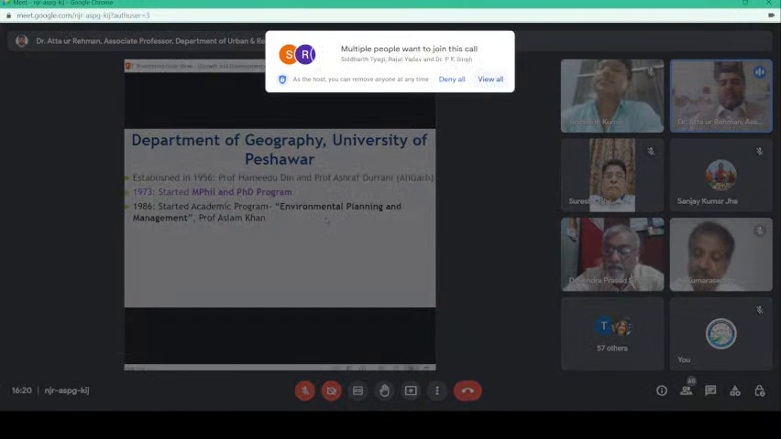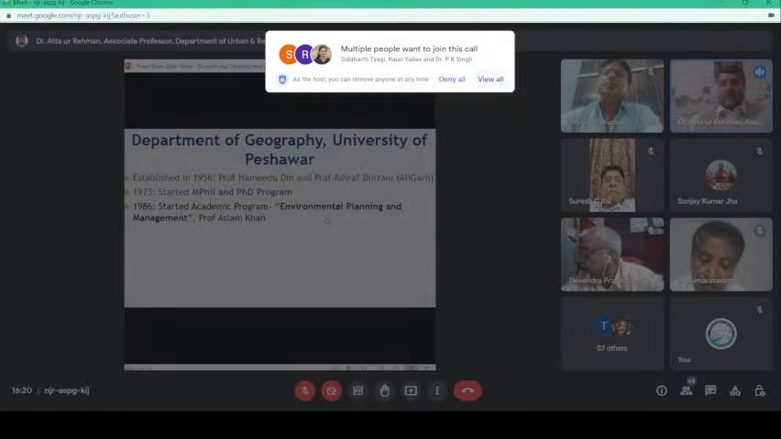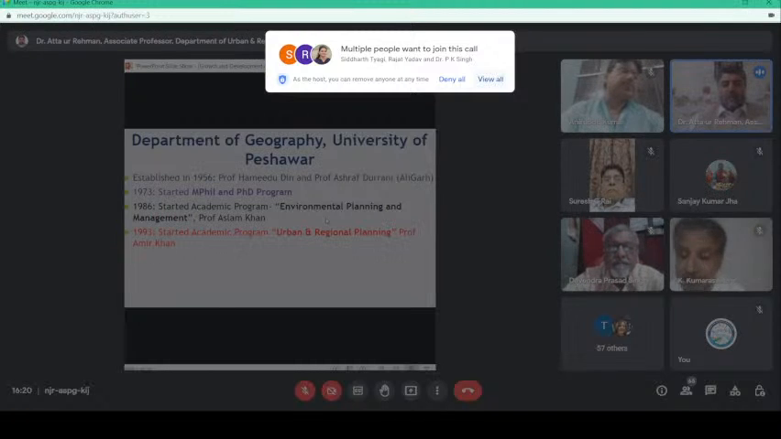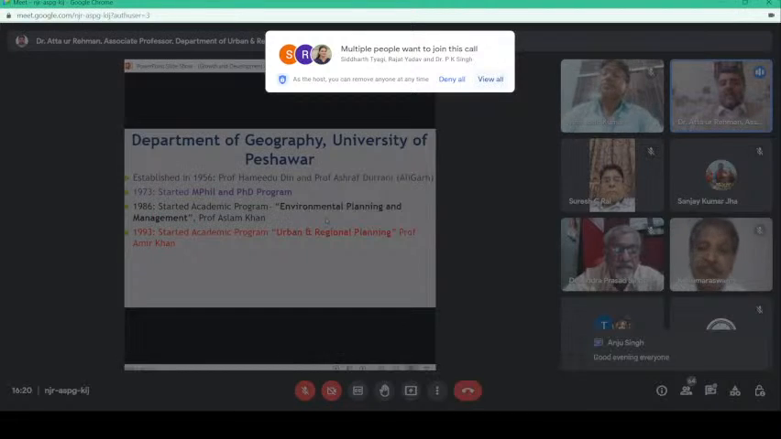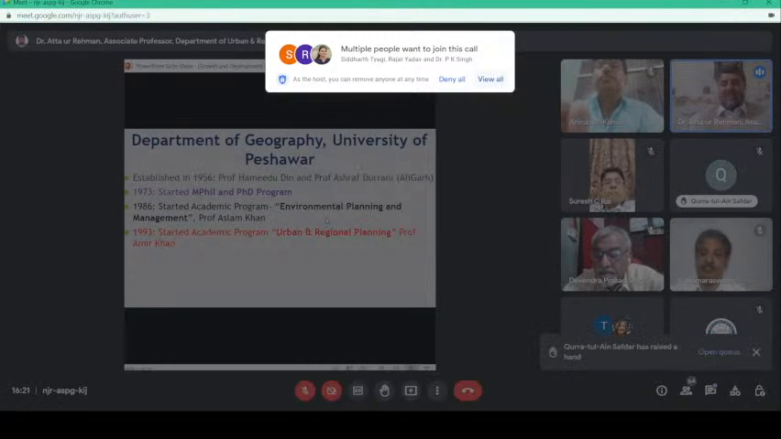Now this Department of Environmental Planning and Management is headed by a geographer. Many geographers are serving in the Environmental Planning and Management Department, but it was started at the Department of Geography. Then in 1993, you can see another success story: the Department of Geography started the Urban and Regional Planning Program, and the department was renamed in 1993 as Department of Geography, Urban and Regional Planning, University of Peshawar.